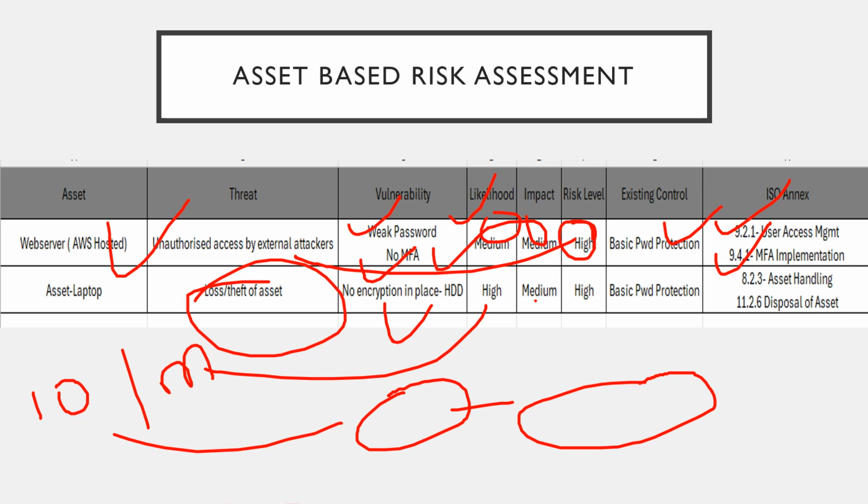Impact is medium. Actually, impact should be high here. Risk level is high. What was the existing control? It's basic password protection. And how is it mapped to ISO? It's asset handling and disposal of assets, 8.2.3 and 11.2.6.